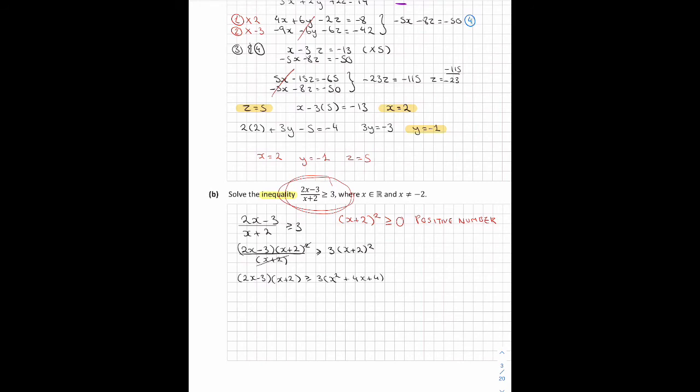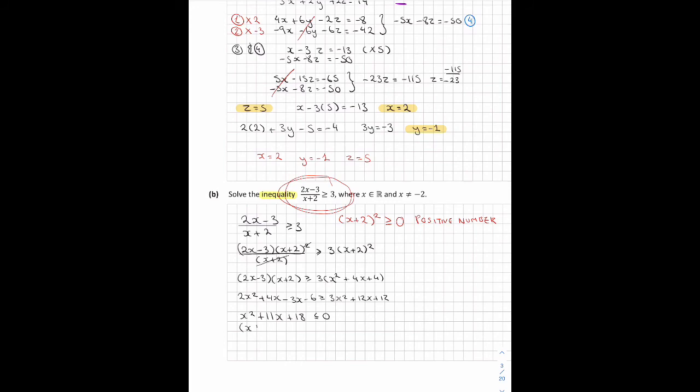Once we multiply everything out, we get 2x squared plus 4x minus 3x minus 6 is greater than or equal to 3x squared plus 12x plus 12. What we're going to do now is take everything on the left hand side and bring it over to the right hand side. Once we do that, we get x squared plus 11x plus 18 is less than or equal to 0. Now this is just basically an ordinary quadratic, so we can solve for the roots.